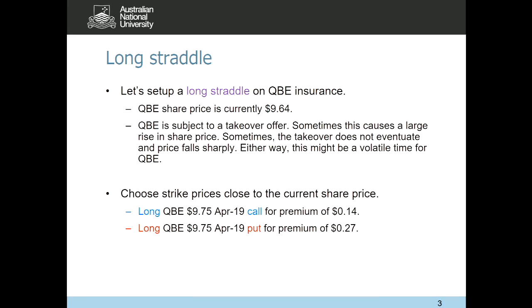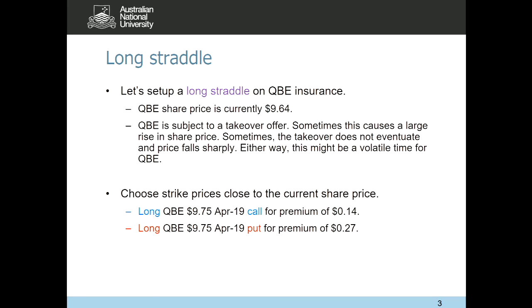We don't know the direction of the share price. We don't know whether it's going to go up or down, because there are a lot of uncertainties surrounding the takeover. The shareholders may approve this takeover, or may not approve, and that European insurance company can withdraw their takeover offer. So anything can happen. The share price can end up being really high or really low.